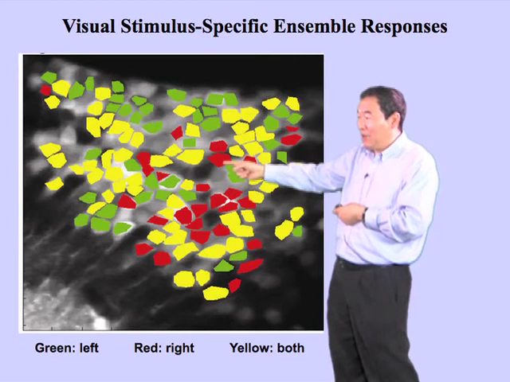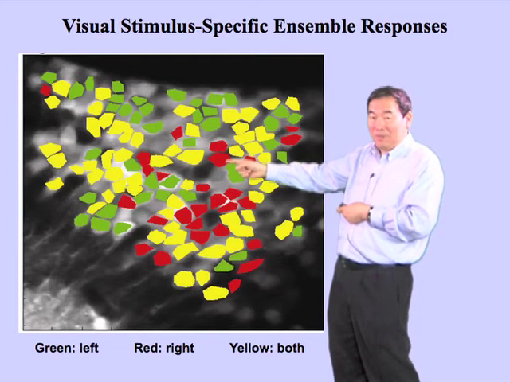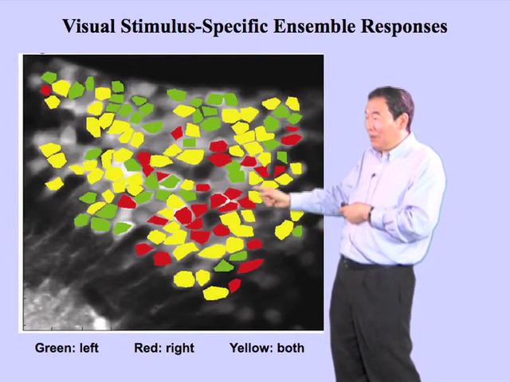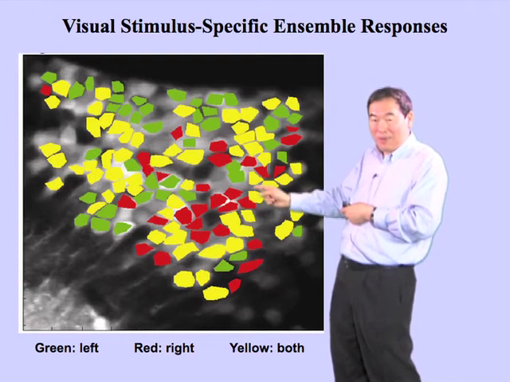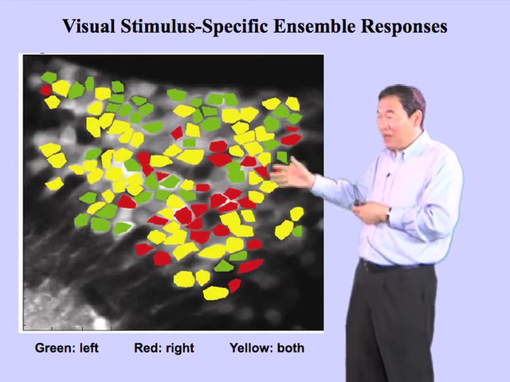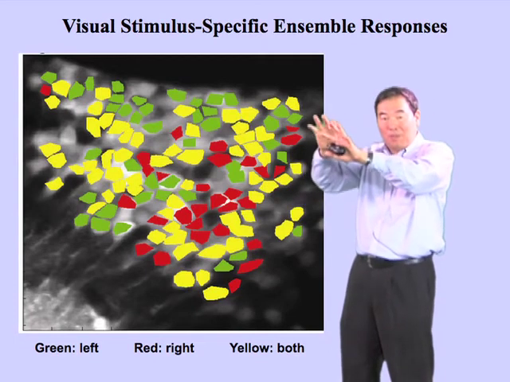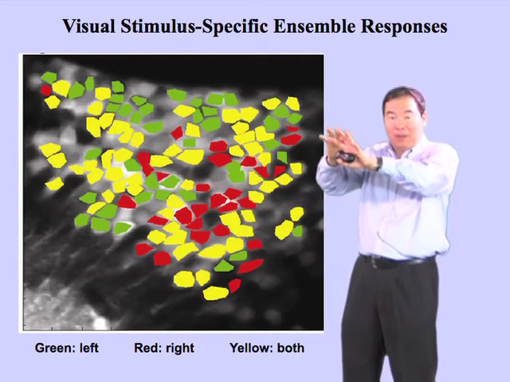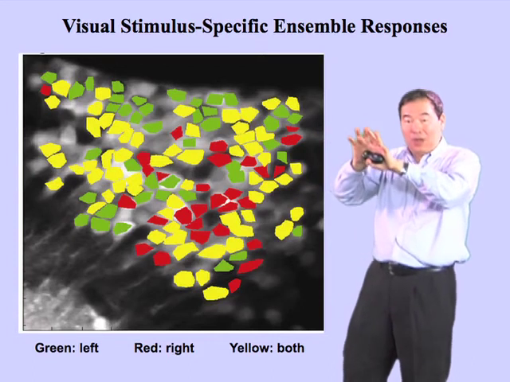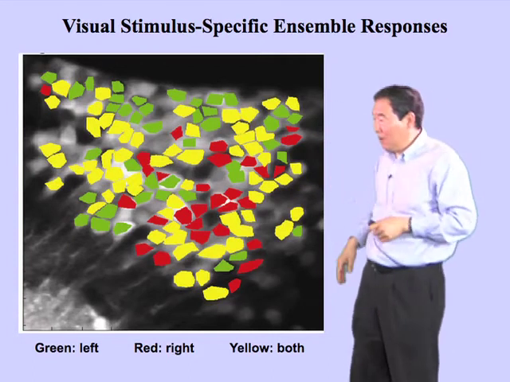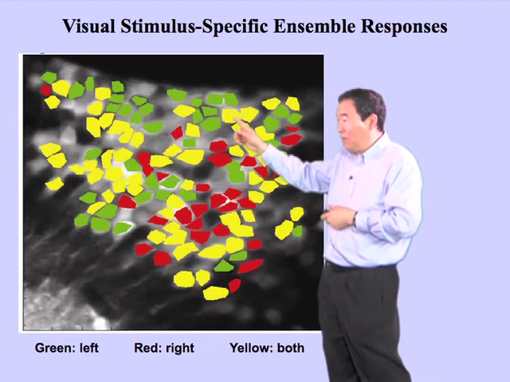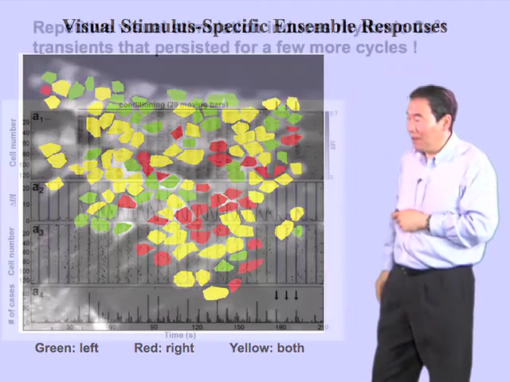The red are responding only to the rightward moving bar. And the yellow are those cells responding to both. There's overlap of cells. There are two ensembles of cells that are overlapping, but each ensemble is specific to the moving bar in a particular direction.